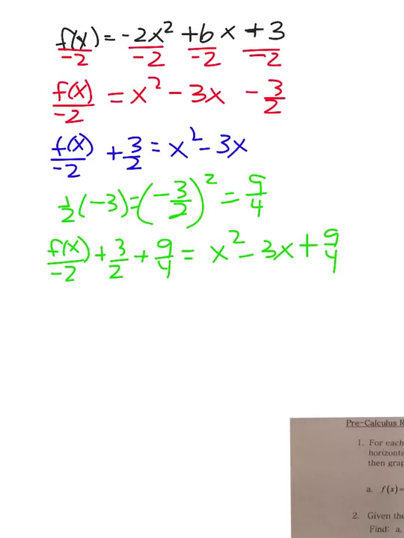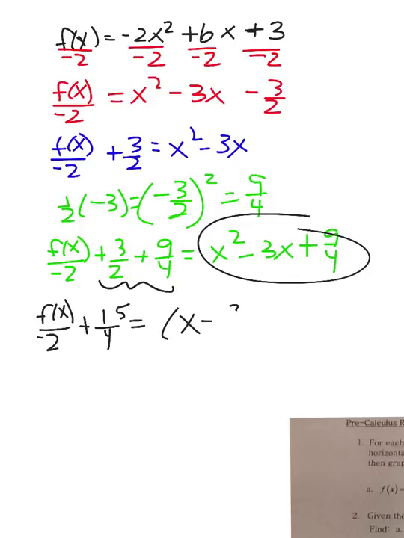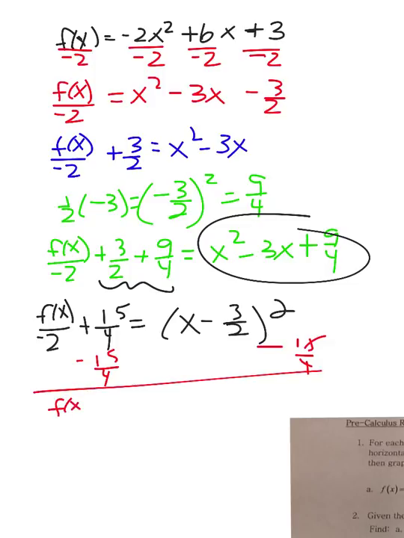Okay, so we want to combine like terms. So I have f of x over -2. So this combines and becomes 15/4. Equals, and I'll factor this. So that's x minus 3 halves squared. So minus 15/4 from both sides. So I get f of x over -2 equals x minus 3 halves squared minus 15/4.